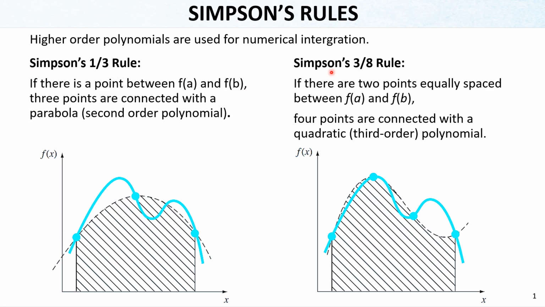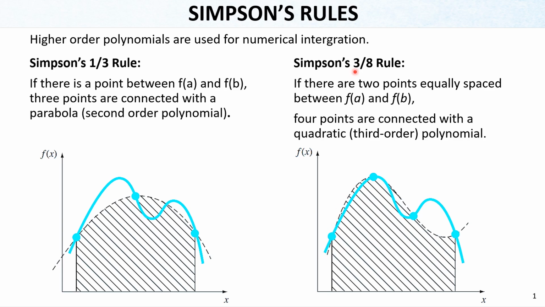There is also Simpson's 3/8 rule, and in this we are actually fitting a third order polynomial. That means we need one more point. So we will have 4 points, you can see. This is the real function, and we have a and b as well as 2 more points in between these ones. Then the predicted function, which is shown by the dashed line, passes through all these points, and the area under it gives the estimation for the integration of the actual function.